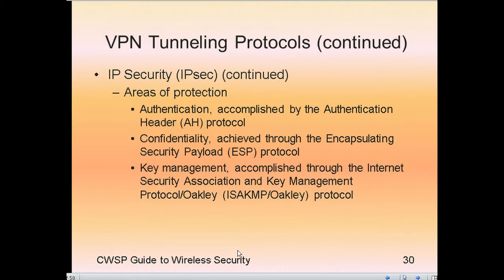Areas of protection. Authentication header doesn't encrypt anything. It simply ensures that we're connected to who we think we're connected to. It's used for authentication, just like in its name. Confidentiality encryption is done through the encapsulating security payload, or ESP. Key management is through the Internet Security Association and Key Management Protocol, ISAKMP, or the Oakley protocol.